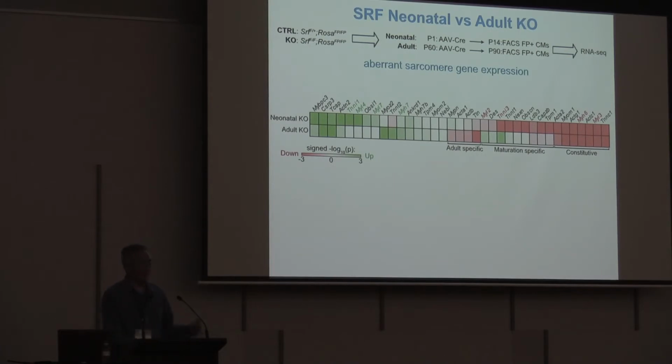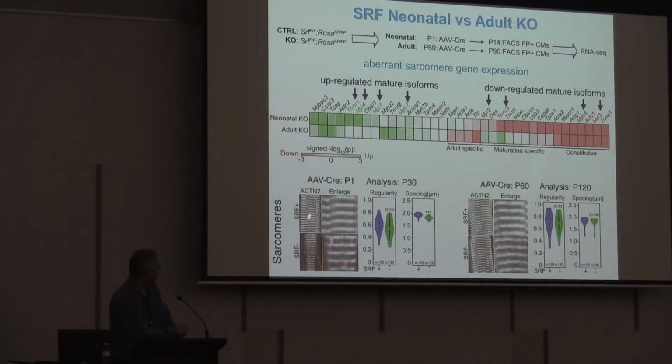SRF has been studied a lot. Some of its best-known targets are the sarcomere gene isoforms. So here's a list of sarcomere genes in the neonatal and the adult knockout. And what you can see is that many of the sarcomere genes are aberrantly expressed. In particular, in the neonatal knockout, you get a downregulation of mature sarcomere isoforms and an upregulation of the immature isoforms.